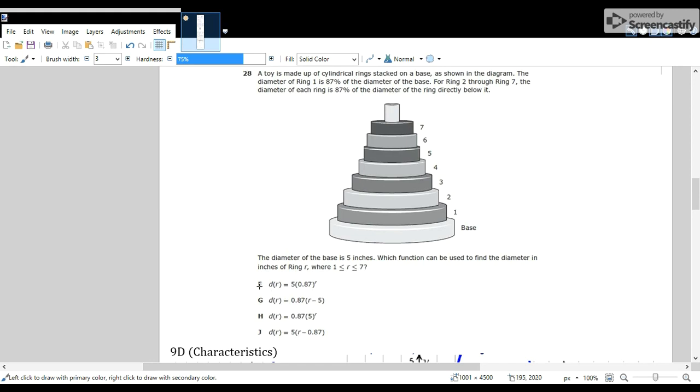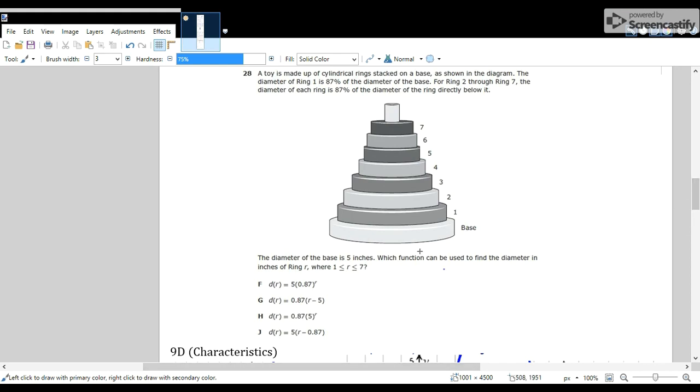Our answer choices are F. D of R equals 5 times 0.87 to the R power. G. D of R equals 0.87 times R minus 5. H, D of R equals 0.87 times 5 to the R power. Or J, D of R equals 5 times R minus 0.87.